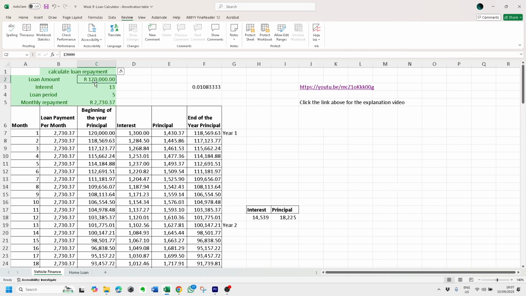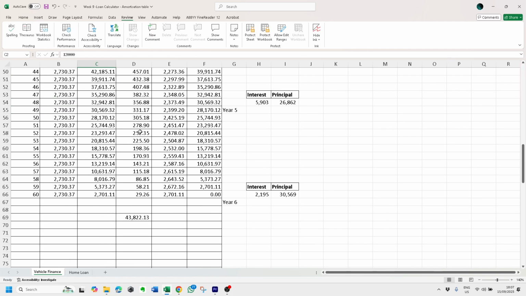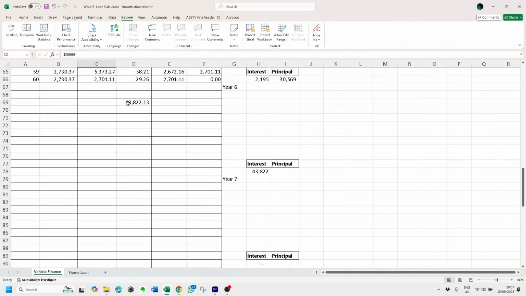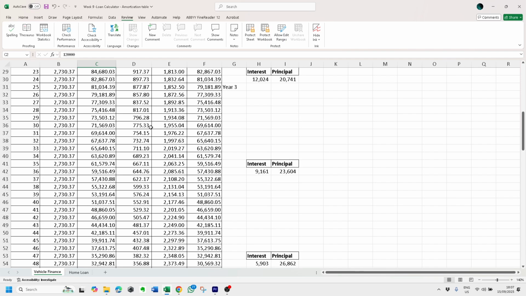So that means that the interest plus what you're going to pay for the 5 years plus the amount that you borrowed, you are paying for this vehicle not 120, but you are paying for it 120 plus that 43, so it's 163,000 that you're paying for the vehicle.